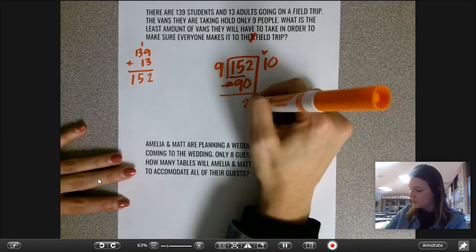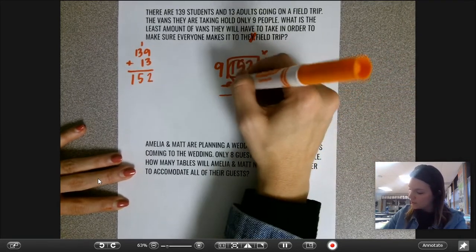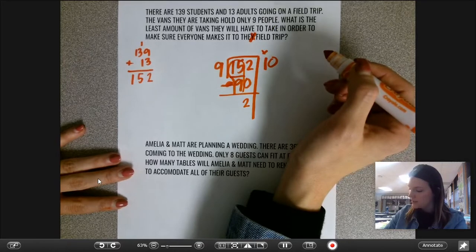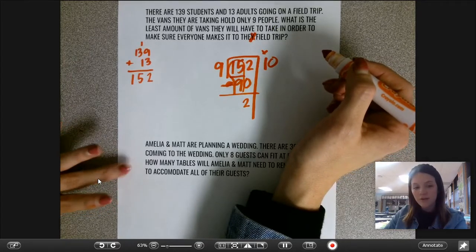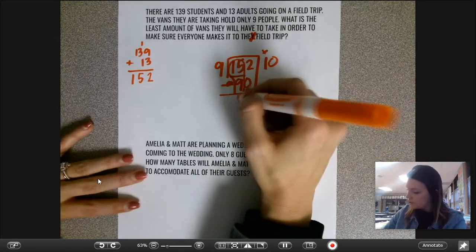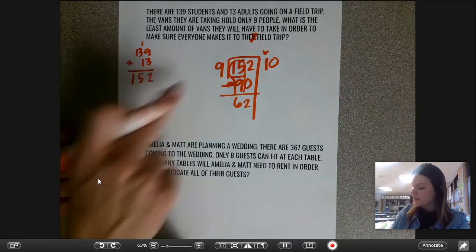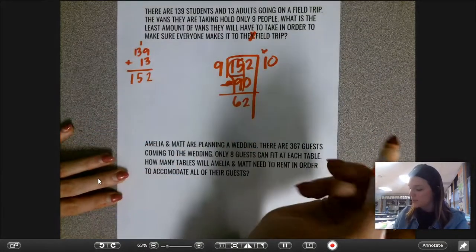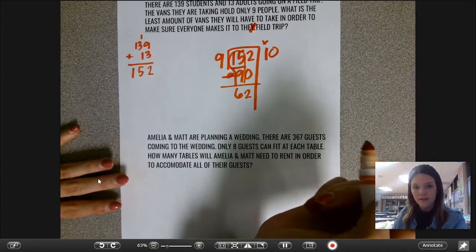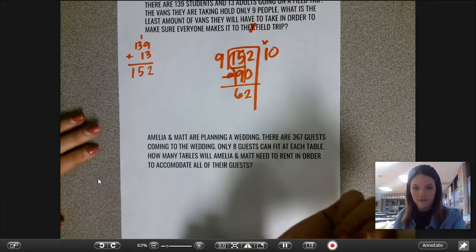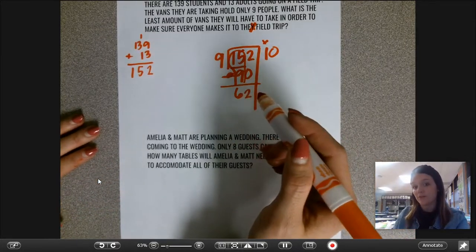2 minus 0 is 2. And then in my class, we don't really borrow when it comes to this. We just say 15 minus 9. 9, 10, 11, 12, 13, 14, 15, which is 6. And then I think about my multiples of 9. 9 times what gets me close to 62? I know that 9 times 6 is 54, and 9 times 7 is 63, which is a little bit too big.